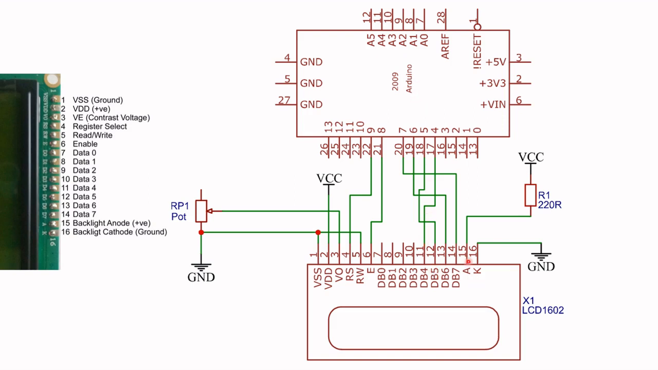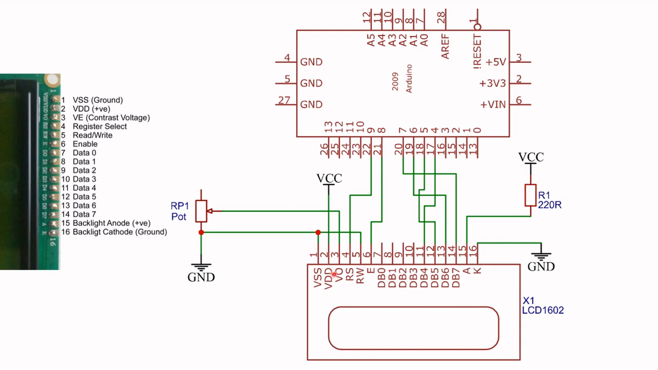And then finally we have the anode. The backlight anode is connected to VCC via a 22 ohm resistor. And then the cathode is connected to ground.